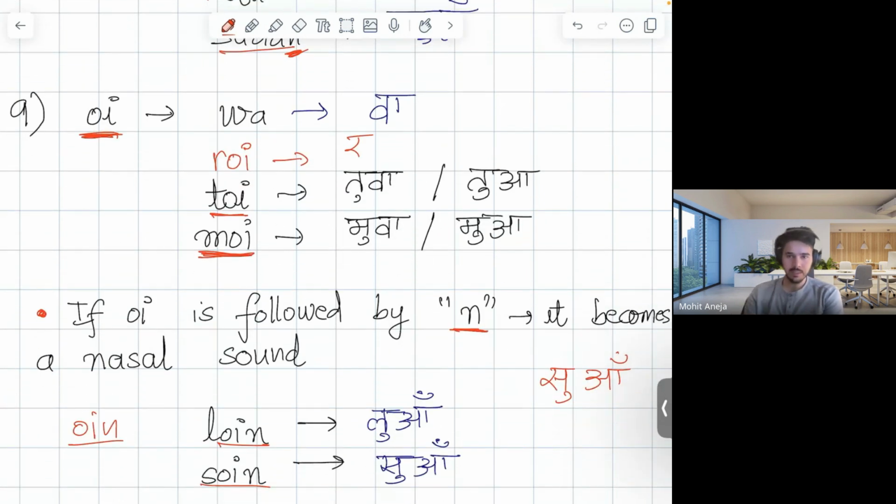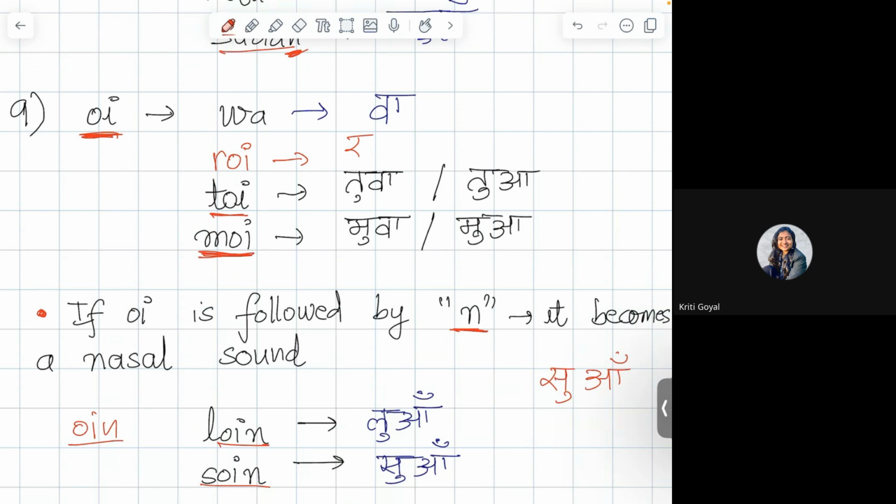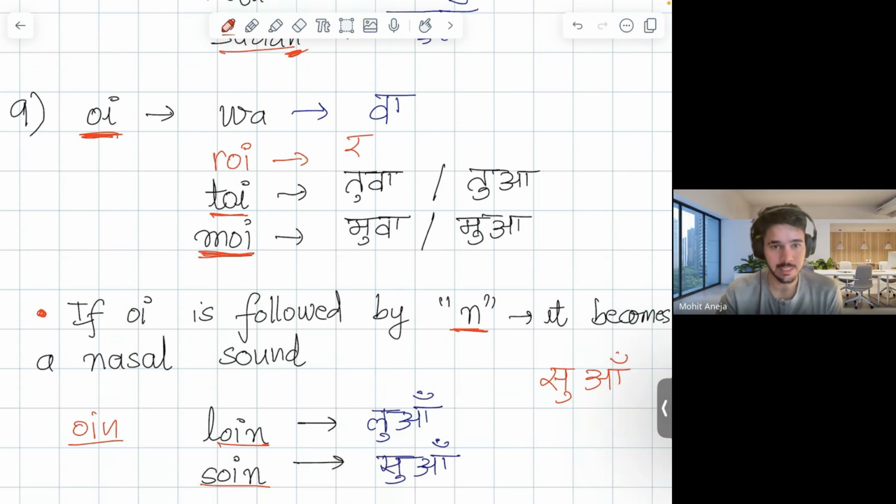Let's move to the next sound, which is OI. As I said, O and I in French are pronounced very differently separately, but when we combine them, it actually makes the sound of wa. Can Kriti say this sound? Wa. Yes, that's correct. So I am hoping you understood that wherever OI comes, we say it as wa.